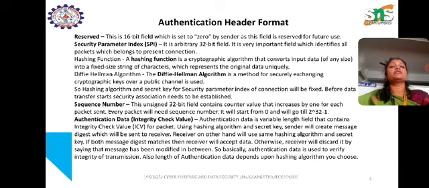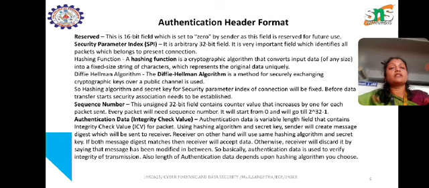So hashing function is a cryptographic algorithm that converts input data of any size into a fixed size string of characters which represents the original data uniquely. So here we are using Diffie-Hellman algorithm. It's a method for securely exchanging cryptographic keys over a public channel. So hashing algorithm and a secret key for a security parameter of connection will be fixed before data transfer starts. Security associations need to be established.